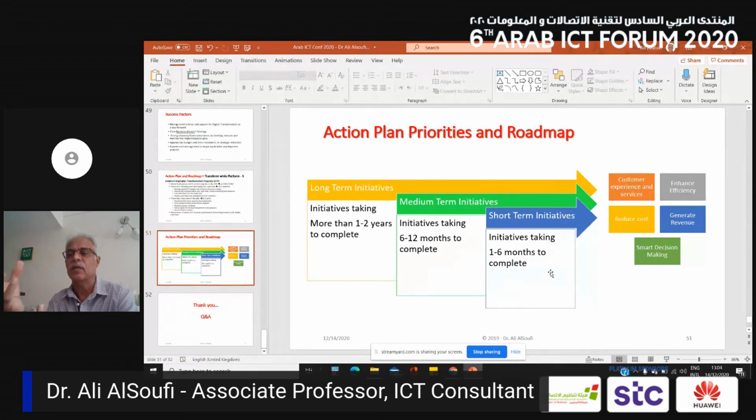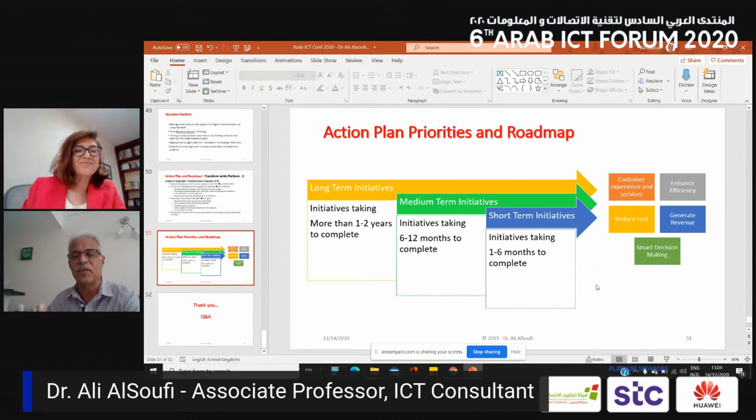Is it the customer, or is it the revenue, or is it the reduction of cost, or is it smart decisions, or do you want to enhance efficiency accordingly? So this part is the most important, which starts the journey of fixing the whole organization. And sorry, I went very fast, and I try to meet my time. I know Hayam is very strong in this.